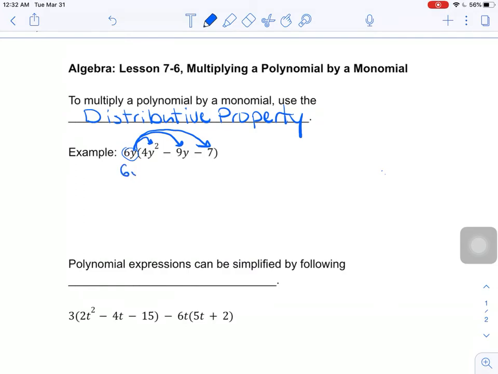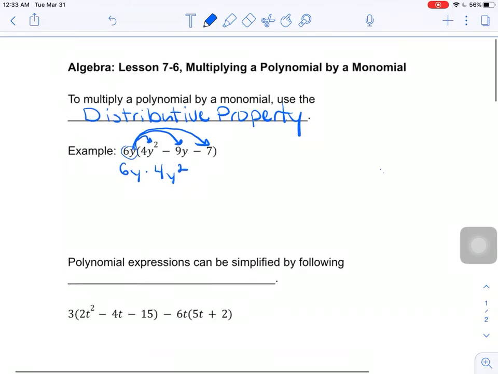So this first one, we're going to end up doing 6y times 4y squared. And then the second one, we're going to end up doing 6y times negative 9y. Well, we know that that's going to be a negative because a positive times a negative is a negative. So minus 6y times 9y. And then the last one, 6y times 7, and it's a negative 7 again. So we know that's going to be a negative because a positive and a negative is a negative. So minus 6 times 7. So I haven't actually done any of the multiplying yet, but now we're going to go and clean it up.